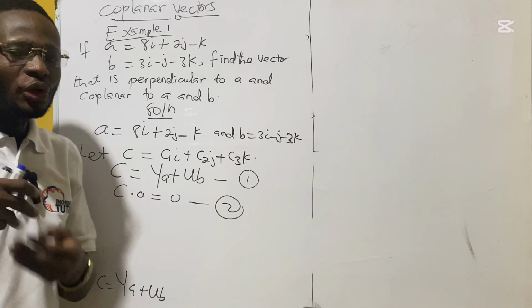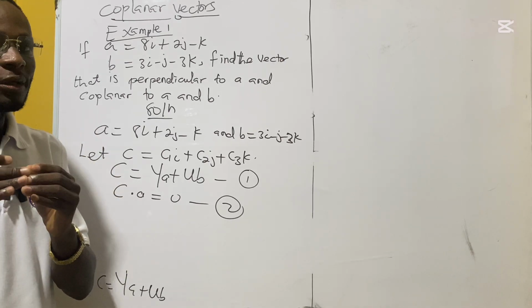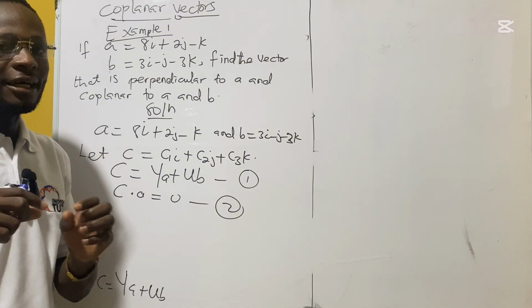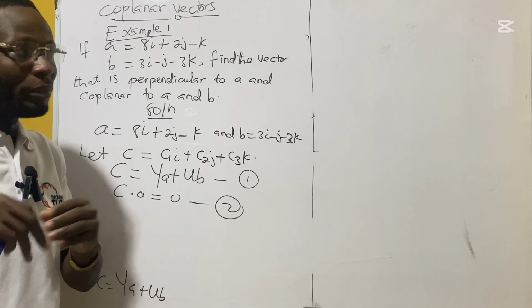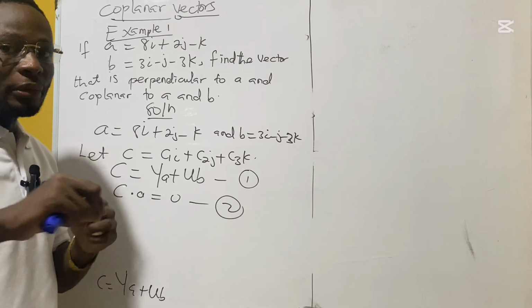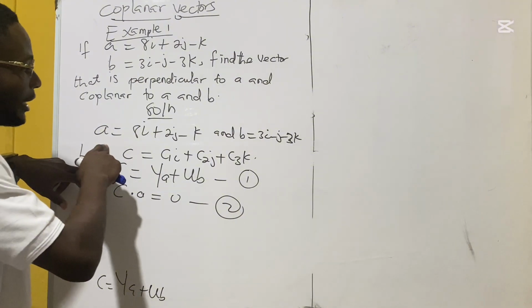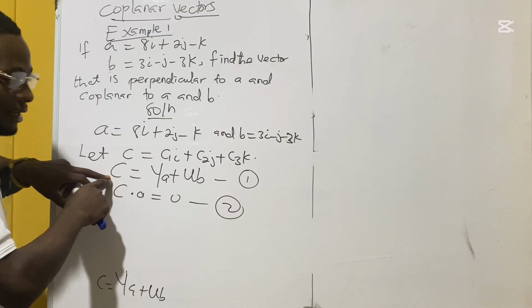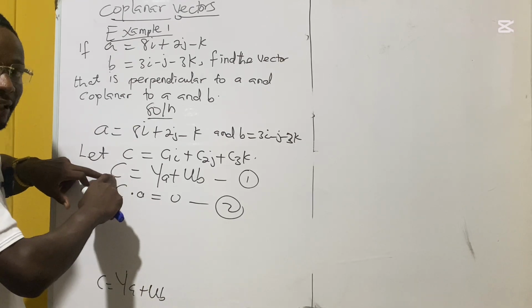So once you hear this, you have to think quickly about what coplanar vectors are. They are vectors that are parallel to a plane, meaning one is a linear combination of the others. So if you have A and B, that means there is another vector C. Once it is coplanar, there is another vector C.